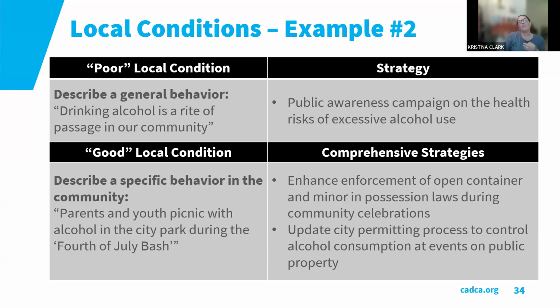That allows us to open up and say, yes, we need this campaign, but we're also going to enforce open container laws. We're going to update the city permitting process to control alcohol consumption at events on public property. Suddenly it allows us to unpack more and figure out strategies later on. So that's why I'm saying this is a roadmap. If we get good at logic models and have really strong local conditions, we're going to have better strategies, which means we're going to see that data change.